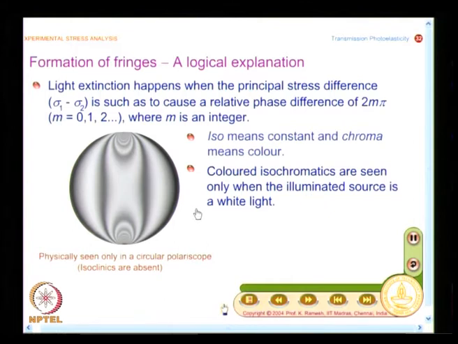So, suppose I change the source of light to white, I see them as colored contours. So, you get a fairly good idea that this is how isochromatic contours appear in the case of a disk under diametral compression. Because stress is varying gradually from point to point and you are having an elastic continuum, I see this as beautiful contours.